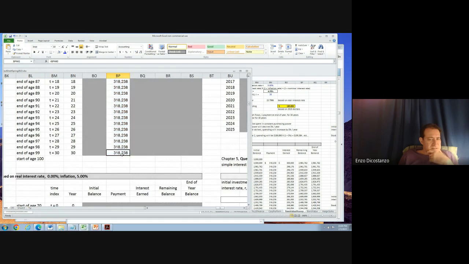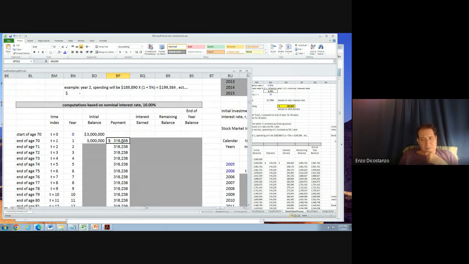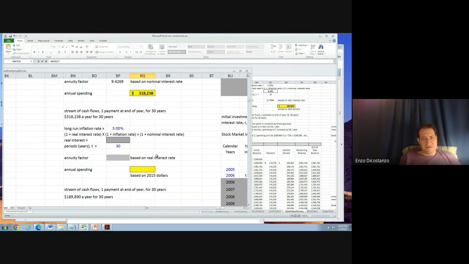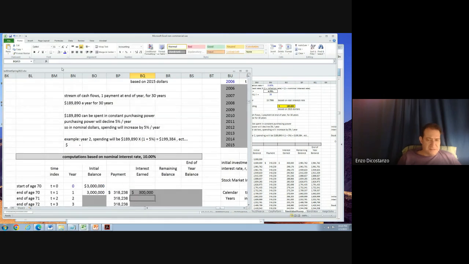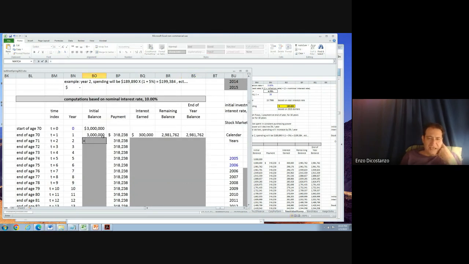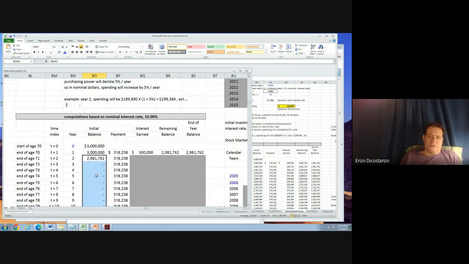Control D. So this is 30 of them. And the interest would be whatever's here times that 10%. We'll lock this in. So you're going to earn that. And the balance would be the balance minus the payment plus the earned interest. The remaining balance, and then you snake it around here. So the whole way down, you can do that. Don't worry that they're not filled in.